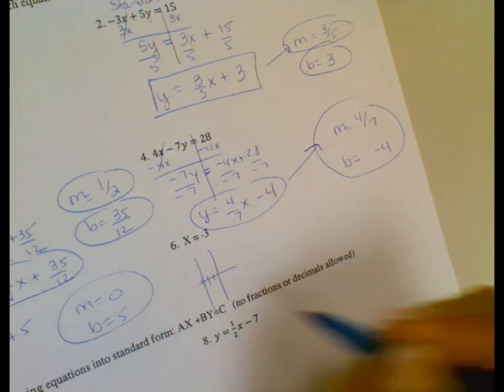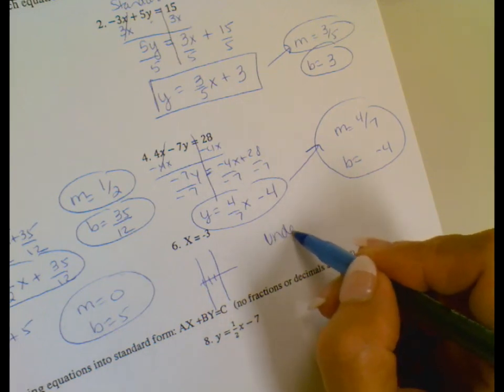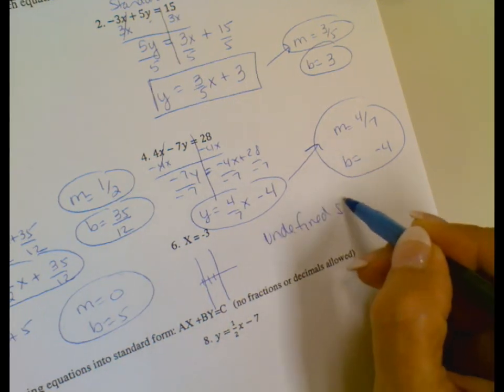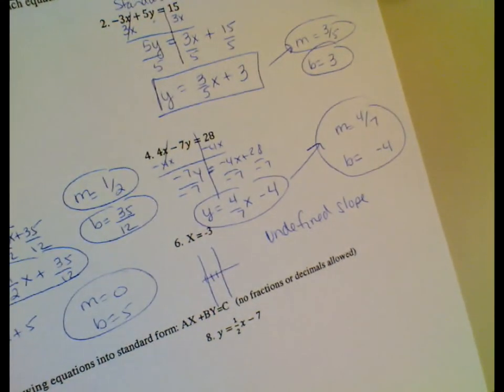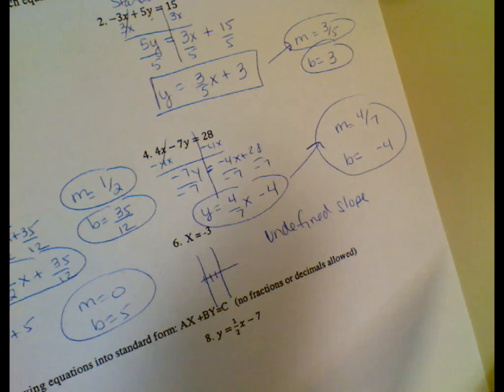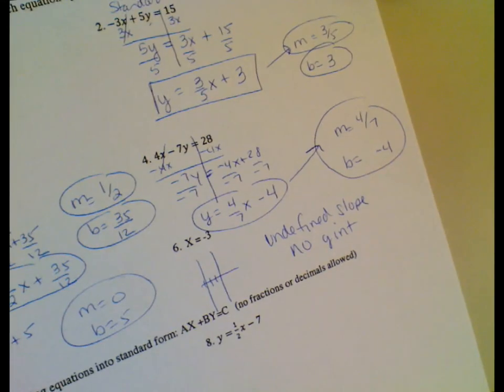This is what it looks like. X equals -3. This has undefined slope because you can't even put it in y equals form. If you can't ever solve for y, you have no slope and you have no y-intercept. You don't have either one.